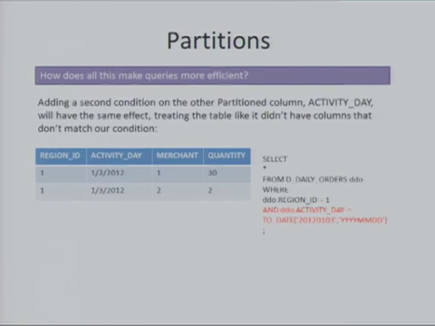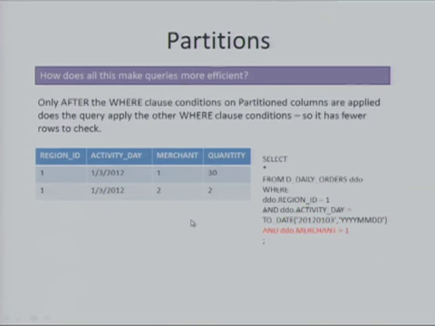And then if we add an activity day condition, because that's the other partition column on that table, again it chops the table down to only those rows that match, because it can apply those conditions without having to actually even query the table. And then merchant ID, that's not a partition, so that will apply in the standard fashion where it checks every row: is that true, is that true? So that's how it makes your queries more efficient. You're basically ignoring a whole bunch of data in the table and only looking at the rows of data that are relevant to your query.